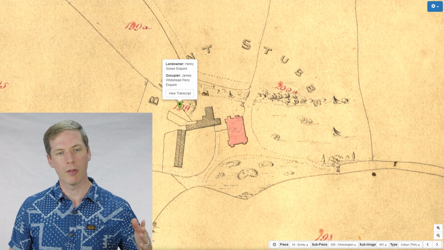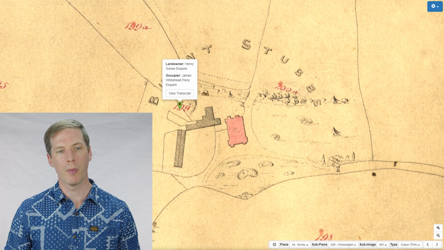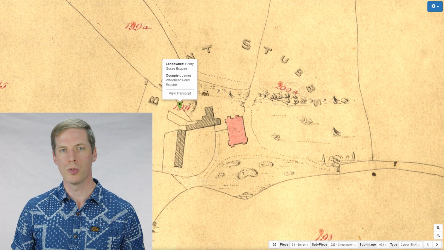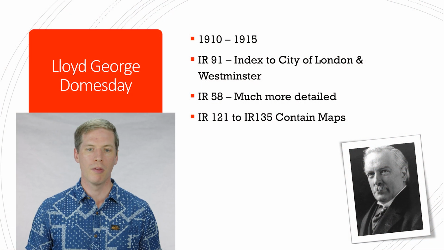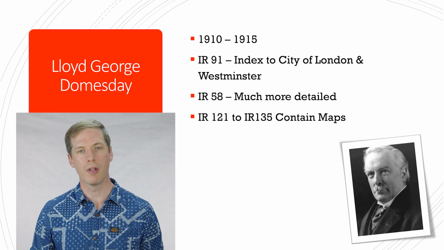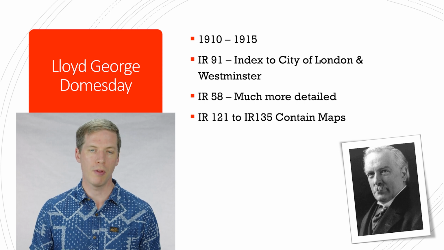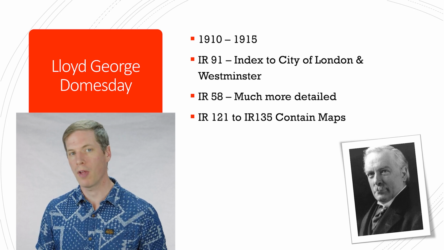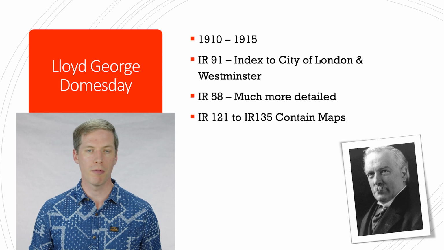So from 1836, we want to go forwards now in Map Explorer. We can jump to 1910 with the Lloyd George Domesday. Lloyd George, as the Chancellor of the Exchequer at the time, was tasked with raising funds for inland revenue. And to do that, he introduced a new tax based on government spending in the local area. The government were due to tax you on the increase in your property's value over time due to that government spending, maybe on improving the road system, for example.